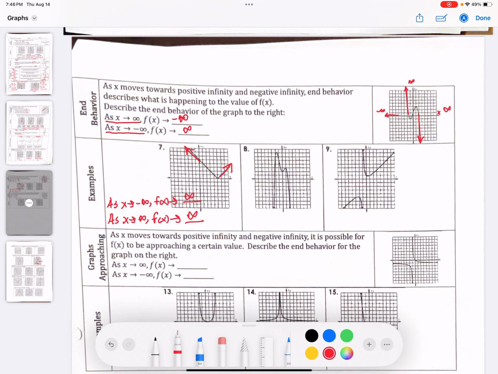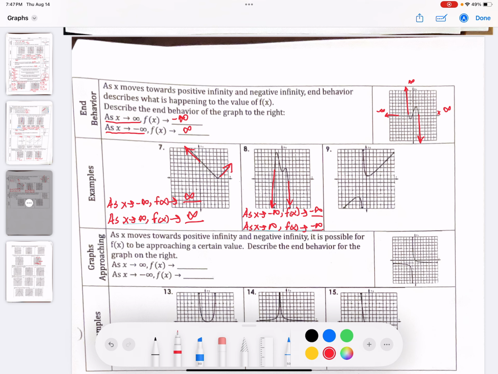Okay? So on number 8, we fill in our same stuff. As x approaches negative infinity, as x approaches positive infinity, f of x approaches blank. Okay? So as we go to the left, my graph is going down to negative infinity. And as I go to the right, my graph is going down to negative infinity.